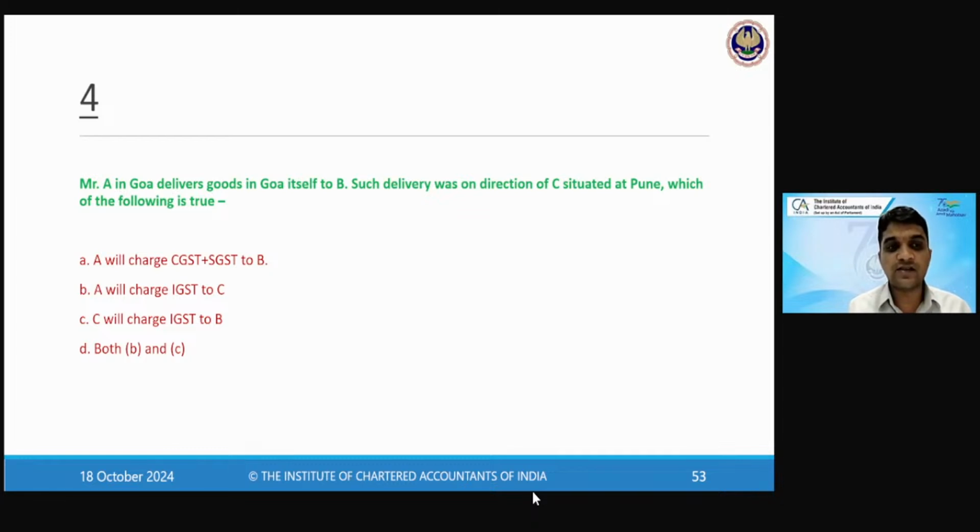Few people are saying the answer is B, because A will charge IGST to C. Correct. Because A is getting the order from C and C is outside Pune, outside Goa. So A will charge C IGST. Then is A incorrect? A will charge B CGST and SGST. Is it wrong? Correct, that is wrong. But isn't C correct? Will not C of Pune charge IGST to B again?